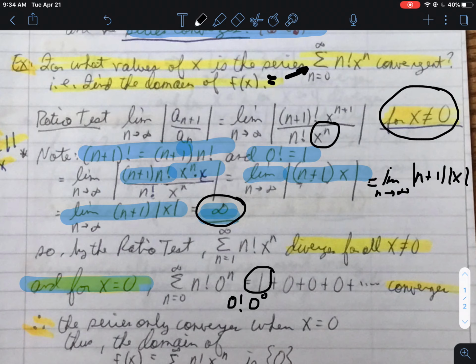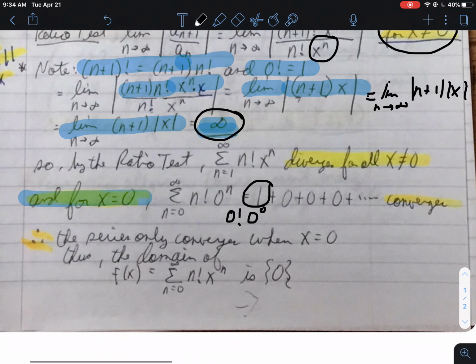So that tells us then that this series is convergent for x equals 0, and it's divergent for all other values of x. So the series only converges for x equals 0. And therefore, the domain of our function f of x, which was defined by that series, is 0, because that is the only value for which that series converges.